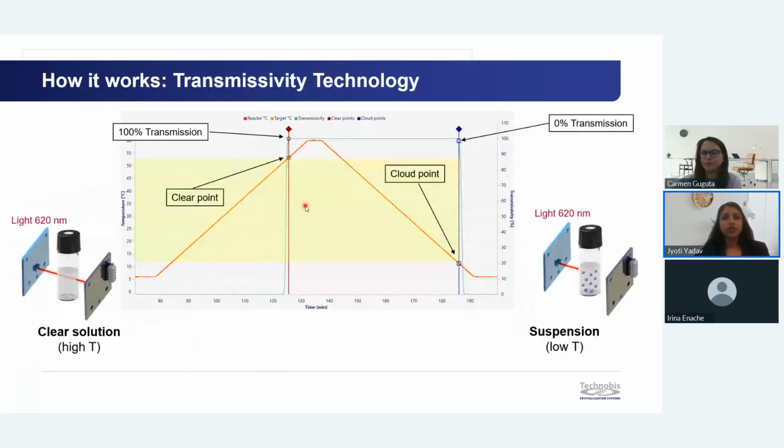Then how it works on the transmissivity technology. The light passes through the light source through the vials, and it is detected by the transmissivity sensor. So the instrument measures the change in the transmissivity with the change in the temperature over the time, which gives you clear and the cloud point. So clear point is defined as a temperature upon heating, where first 100% transmissivity is obtained, which indicates the complete dissolution of the solute, that is clear solution. And cloud point is defined as a temperature where first 0% transmissivity, or you can say last 100% transmissivity is obtained, which indicates the appearance of the crystals.